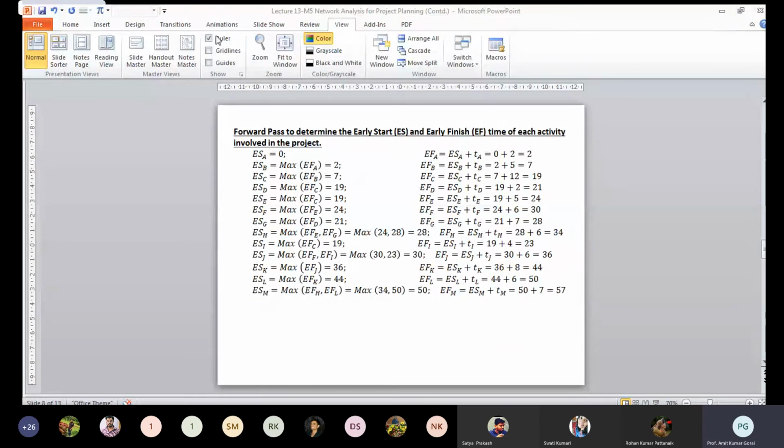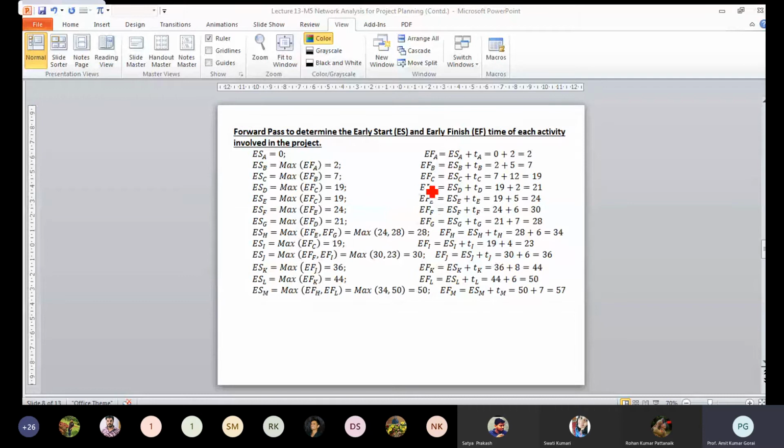If you see that again, I'm not going to repeat the similar things. So how you can calculate: if there is a single predecessor, you can simply put that value. If there are multiple, just like H is preceded by E and G, you take the maximum of the early finish times. It is 24 and 28, and that's why it is 28.